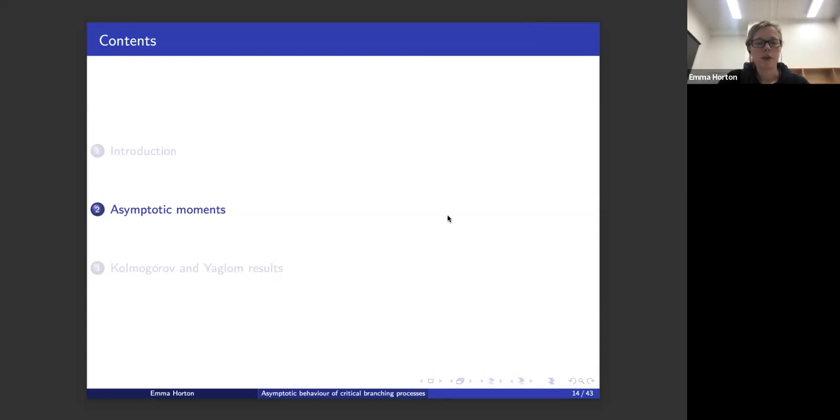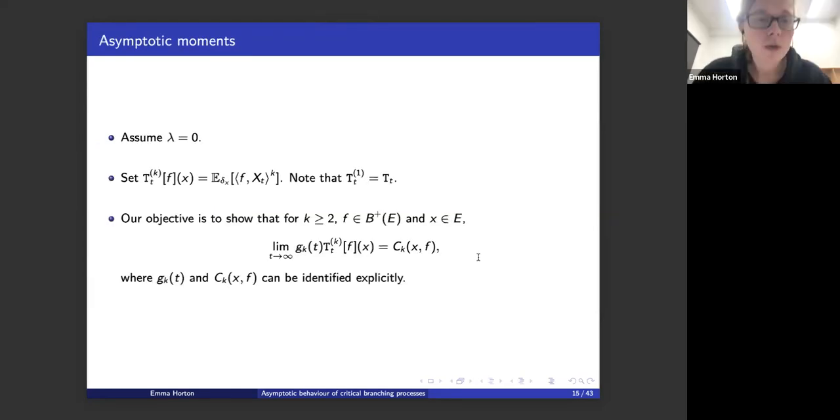Okay. So the first thing I'm going to look at is characterizing the asymptotic behavior of the moments of this process. We're going to assume that lambda is equal to zero, so that we're in the critical case. I'm going to set T_t^k to be the kth moment of the branching process. Note in particular that T^1 is the same as T_t, which was the semigroup I defined earlier. We already know how the first moment behaves, so k equals one. Our objective is to show that if we take any k greater than or equal to two, then we can find a normalization in time, such that if I take the kth moment and normalize by this function g_k, then I converge as t tends to infinity to some limiting constant. I want to show this for any k, for any f, for any x. And I want to explicitly identify these functions g_k(t) and c_k(x, f).